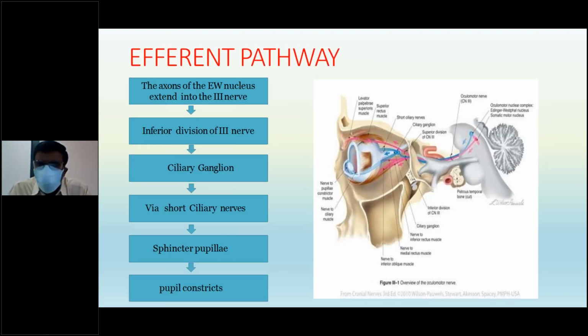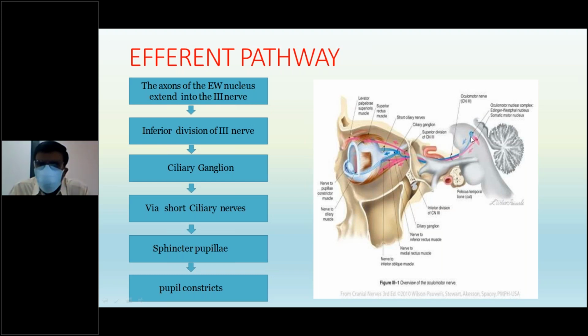The efferent pathway includes the Edinger-Westphal nucleus. These are the fibers of the inferior division of the third nerve. This is the ciliary ganglion. These are the short ciliary nerves.